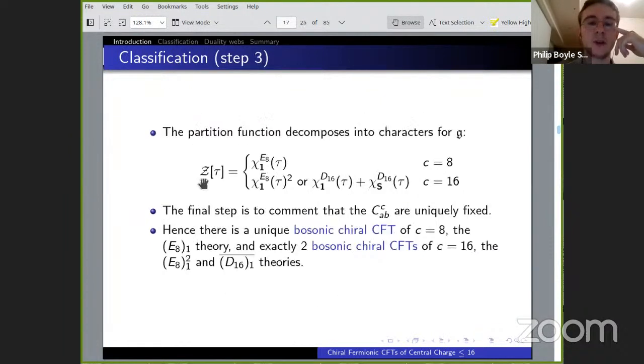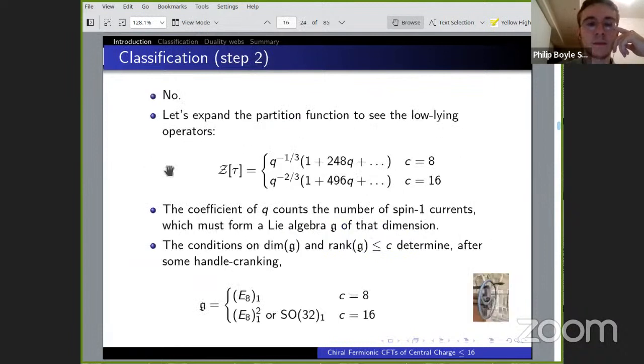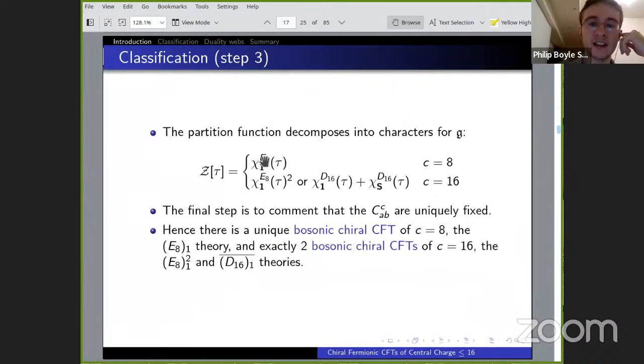So what's the final step of the classification? Given that we know the theory has G level 1 symmetry, we can now go back to the partition function and decompose it into characters, and the result is as follows.